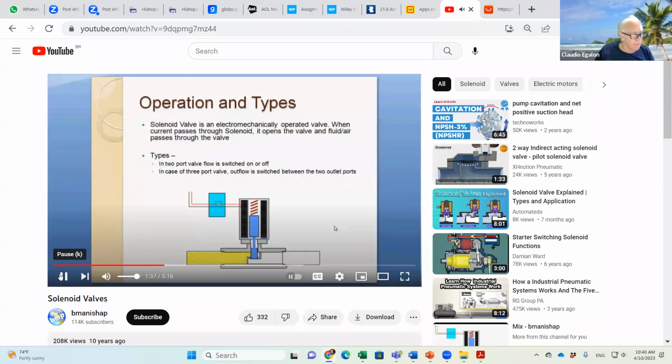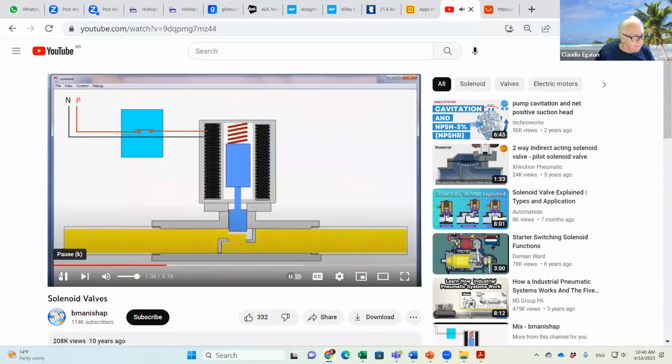Okay, so this is a simulation here. So if you can see here, right now the circuit is closed. When you open the circuit, no current passes through it. The valve closes. Let me explain exactly what's happening here.